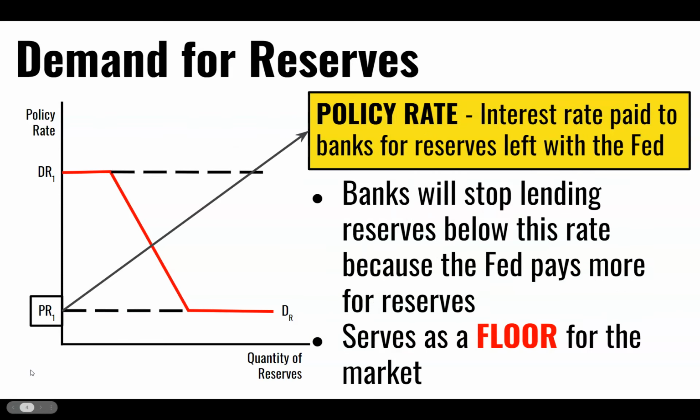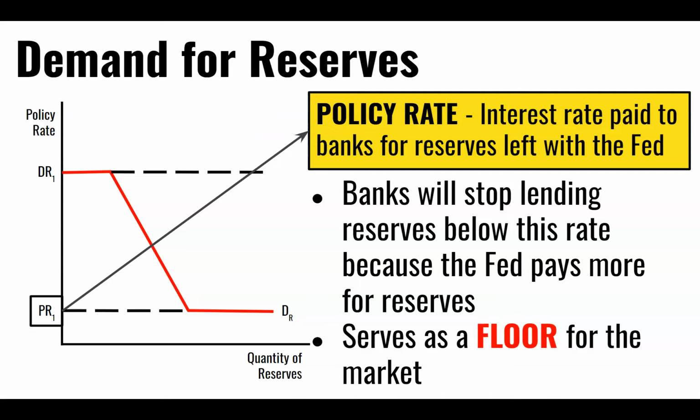The lower bound for demand for reserves is called the policy rate. This is the interest rate paid to banks for reserves that they leave with the Fed. When banks choose to put money with the Federal Reserve, they receive interest in exchange. The policy rate will serve as a floor for the market because banks will not be able to borrow from other banks at a rate below the policy rate.